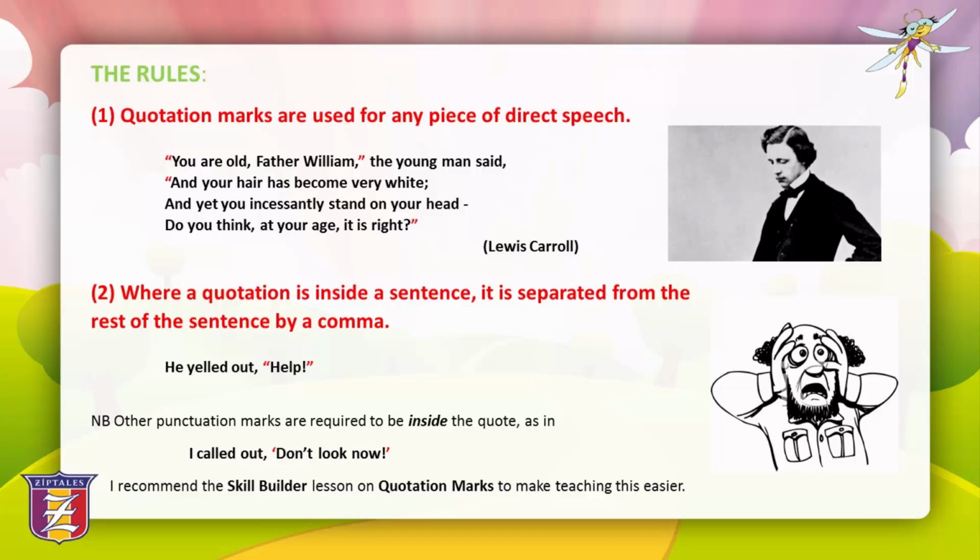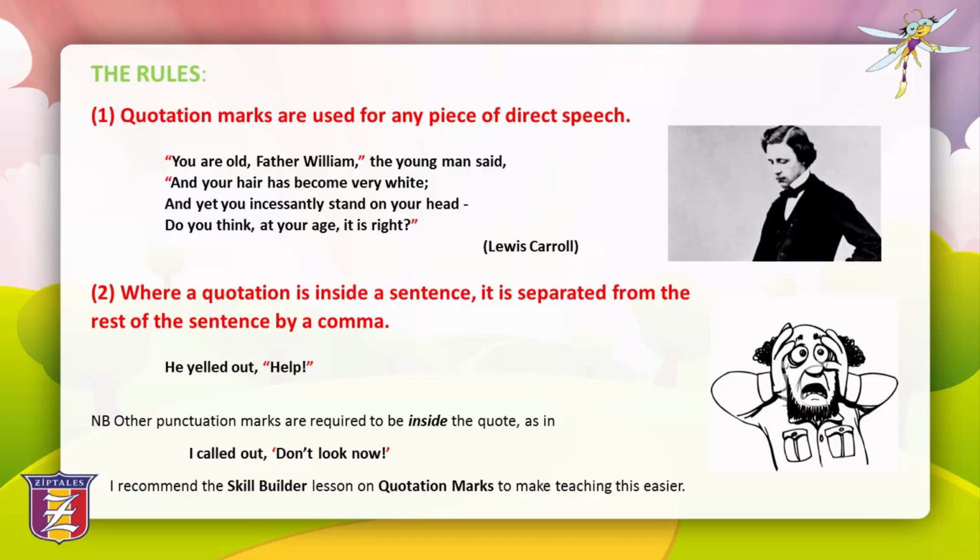The rules. 1. Quotation marks are used for any piece of direct speech. For example, "You are old, Father William," the young man said, "and your hair has become very white, and yet you incessantly stand on your head. Do you think, at your age, it is right?"